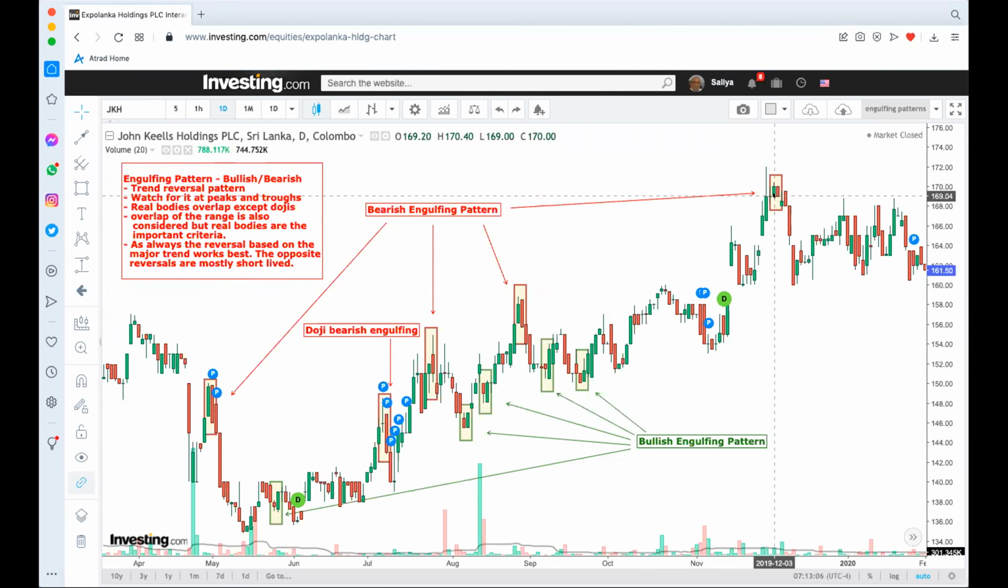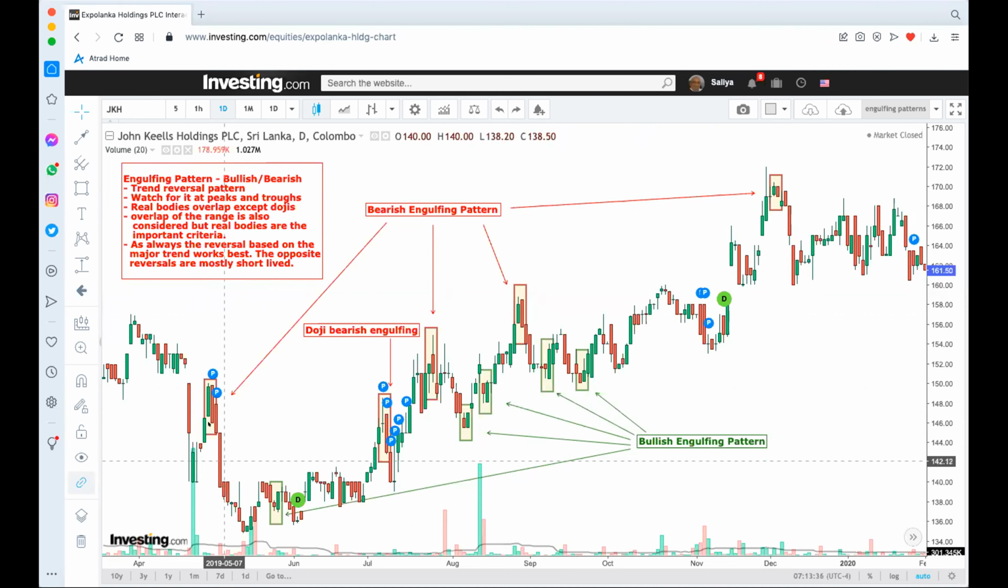Over here you can see that it is not so. It is short in nature, but at the same time we can see that the green body is engulfed by the red body. So this is known as a bearish engulfing pattern.